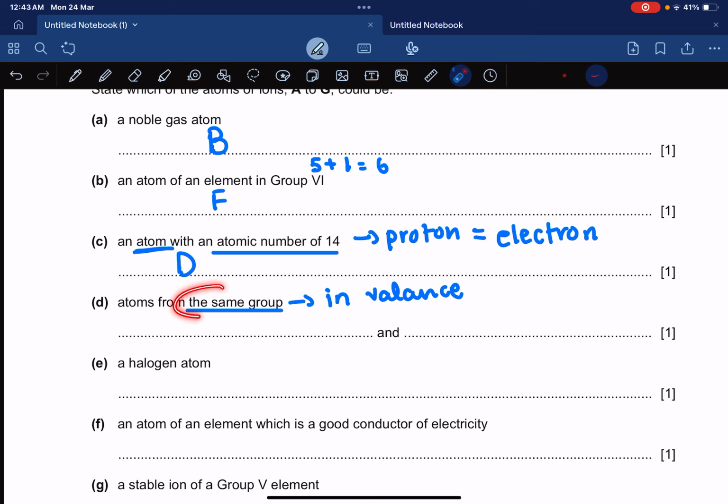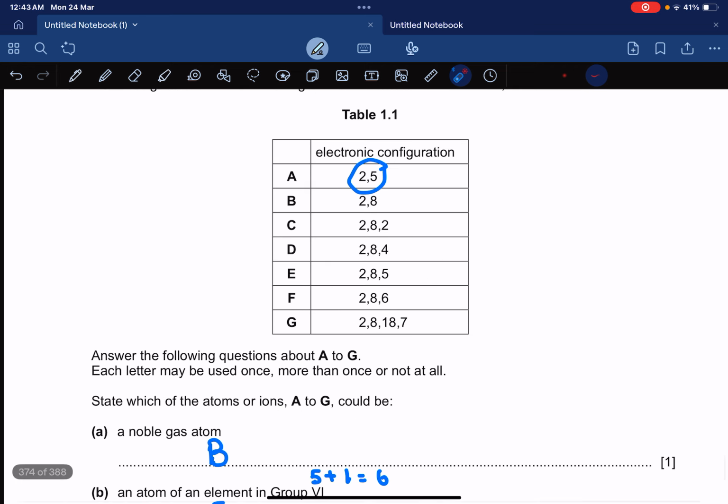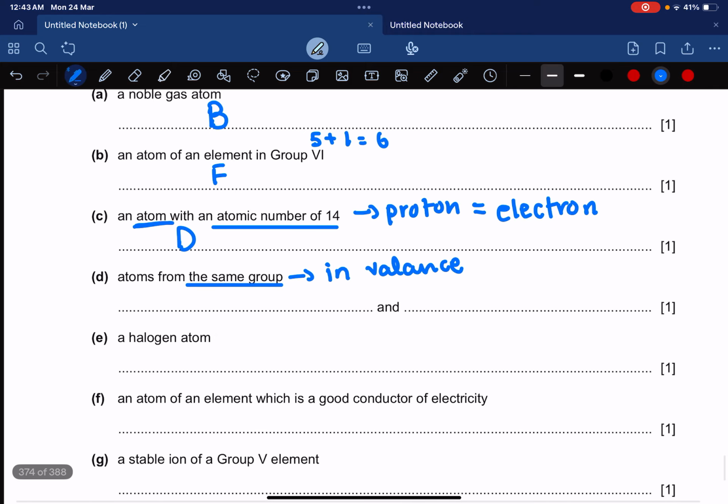So if they're talking about the same group, it's probably going to be the atoms with the same number in their last shell. Okay, we figured it out. A has 5 electrons in the last shell, and E also has 5 electrons in the last shell. So it's going to be A and E, which belong to the same group because they have the same number of electrons in the last shell. So atoms from the same group are A and E.